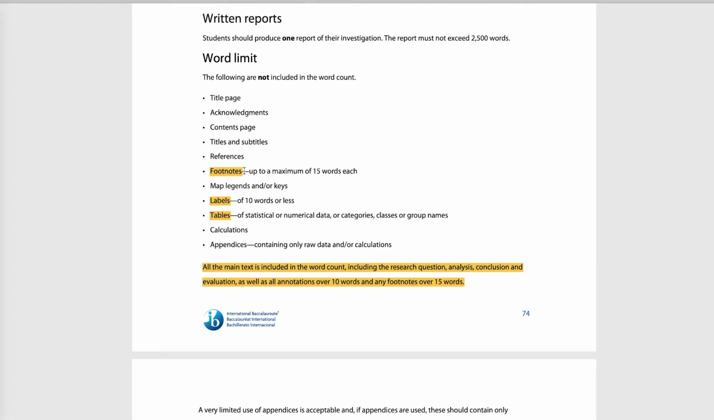But the three most important aspects that I maybe use a little too much, but I definitely leverage throughout, is footnotes, up to a maximum of 15 words each. So for example, if throughout your IA you ever have a definition or something that's really simple, even if it's, I don't know, a hydrograph, you write down hydrograph and then you put a 1 next to it, and at the bottom you put down the definition of a hydrograph.